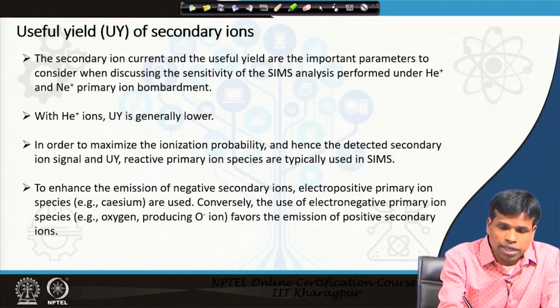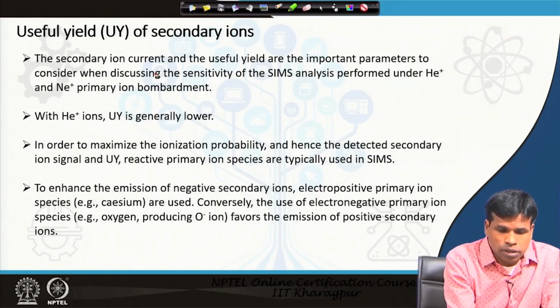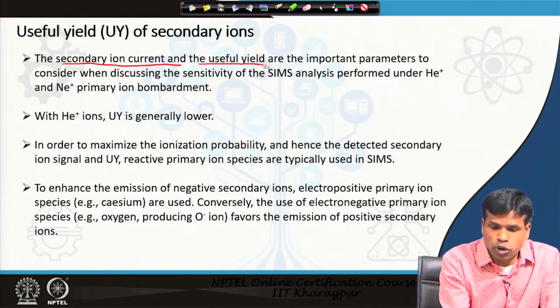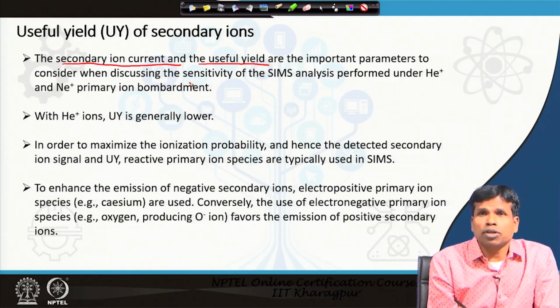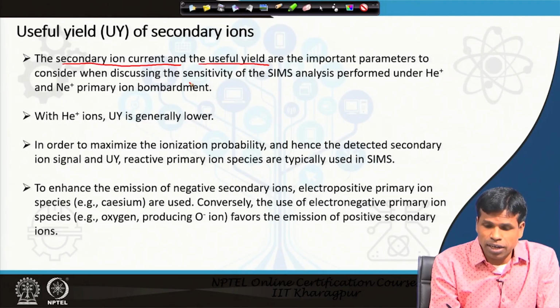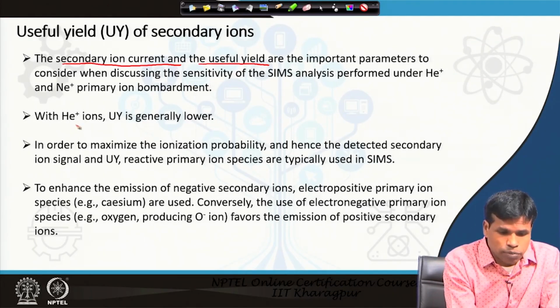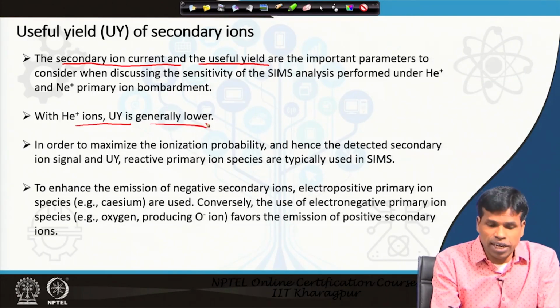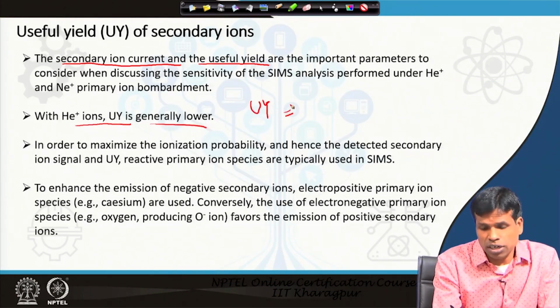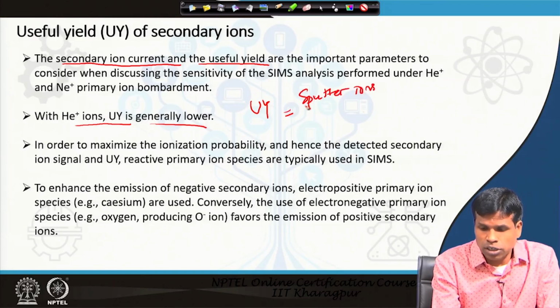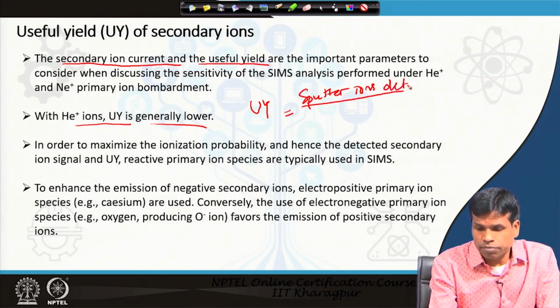There are two important things in the measurements of composition. One is the secondary ion current, and another is the useful yield. These two are important when we discuss sensitivity. Actually, the sensitivity of SIMS is very good, up to the parts per billion level, and for helium ions the useful yield is generally low. Useful yield is nothing but the ratio of the sputtered ions detected to the sputtered atoms.